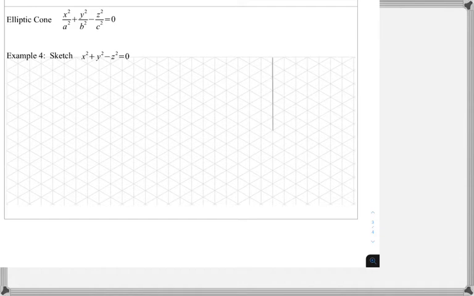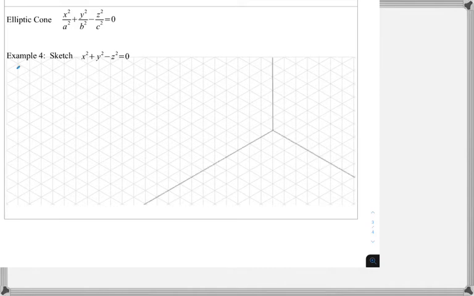It does look a lot like a hyperboloid of one sheet, but the difference here is that the elliptic cone is equal to 0, whereas the hyperboloid of one sheet is equal to 1. The variable that is negative is the variable that the cone opens up along. Here in example 4, we're going to sketch x squared plus y squared minus z squared equal to 0, and so this is going to open up along the z-axis.